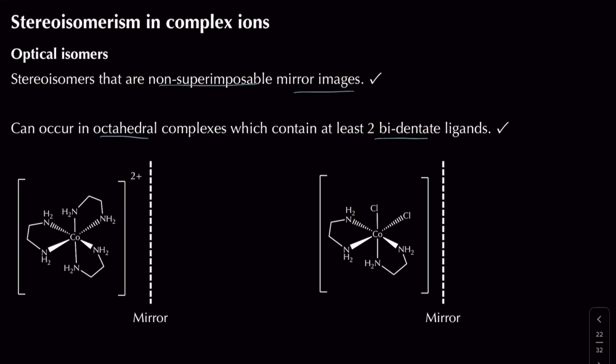To draw an optical isomer, you keep your wedged and dashed bonds where they are. So you've got cobalt, a bond going up, a bond going down, a dashed bond going away from us, one over here as well, and then wedged bonds here and here. Now we imagine we're looking into a mirror, left to right, and we reflect everything that we see.